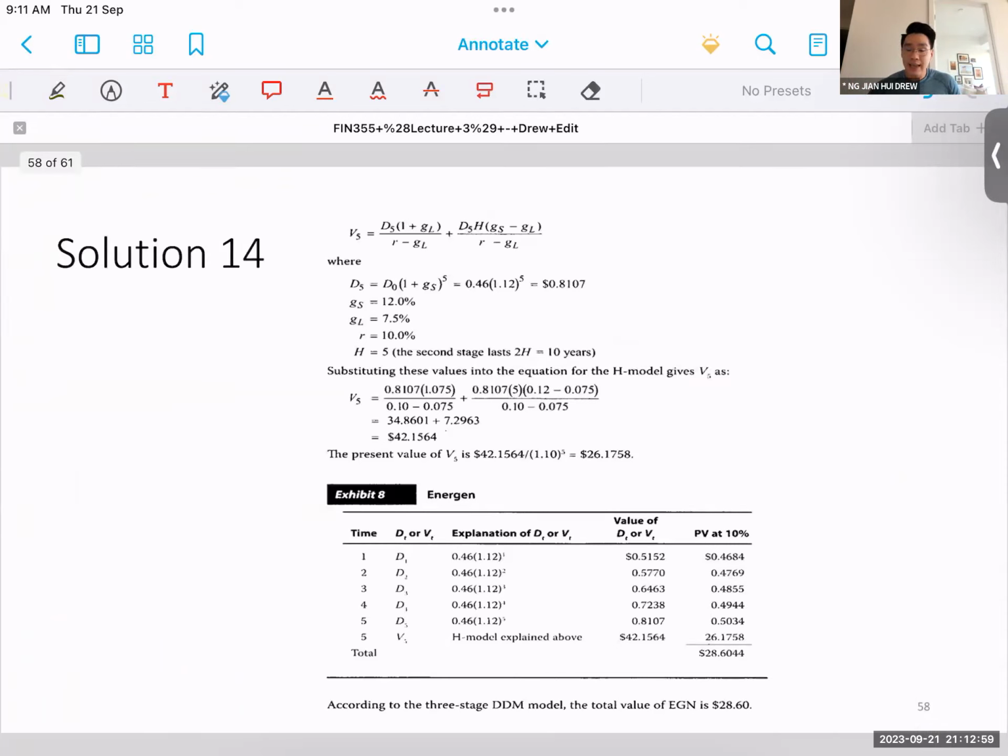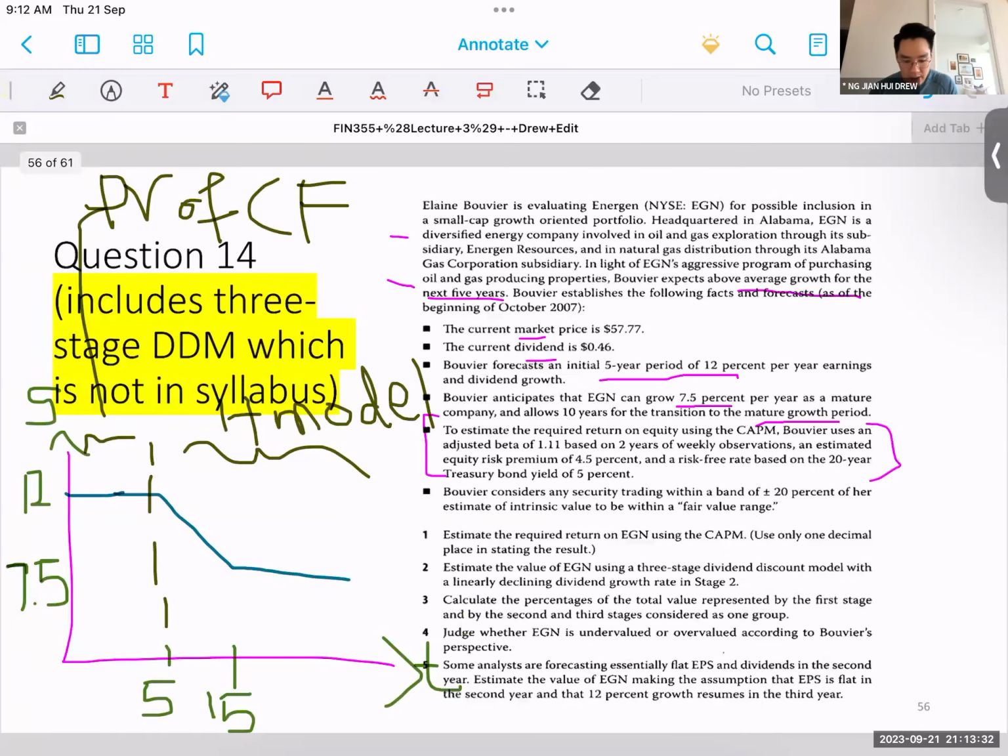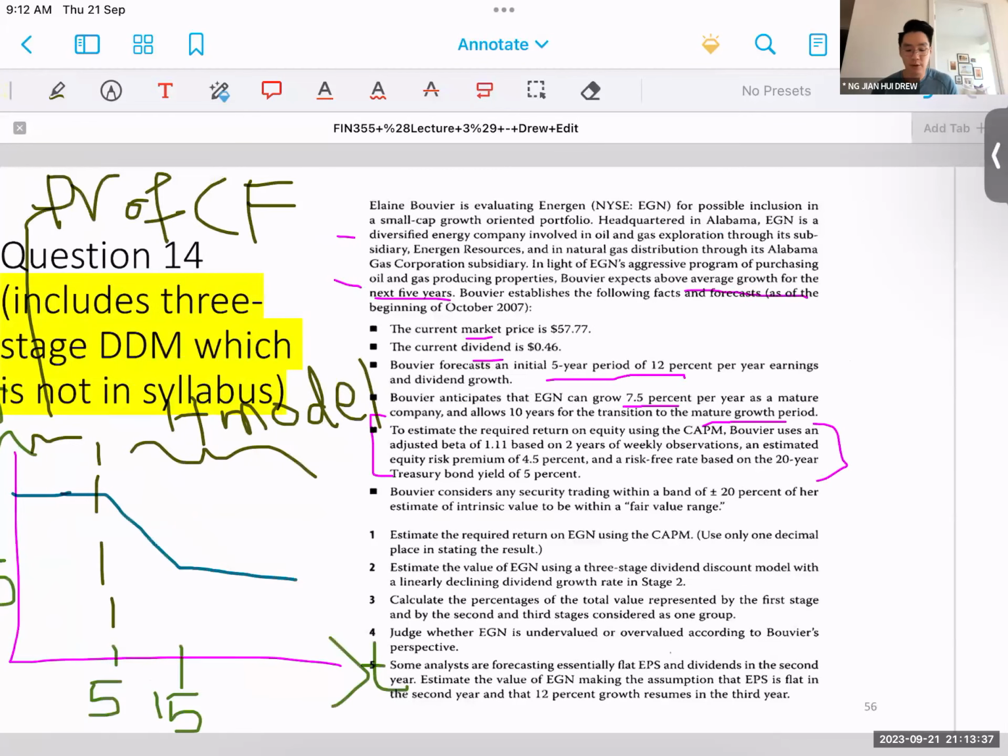So let's tackle part 1 first. Part 1 meaning the PV of cash flows, right? So remember, for the first 5 years, we have to calculate what's the PV. For PV of cash flows, you can use 2 methods. You can either do the growing annuity formula, or you can just do PV of cash flows using Excel. We are given D naught, the current dividend, as 0.46.